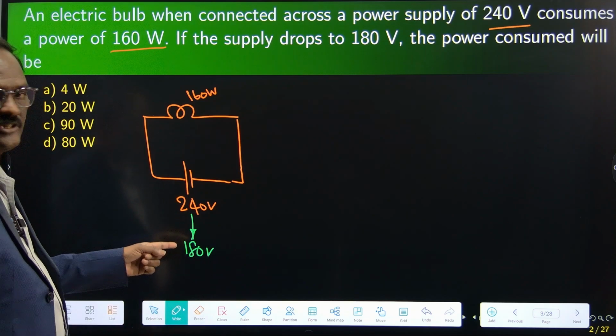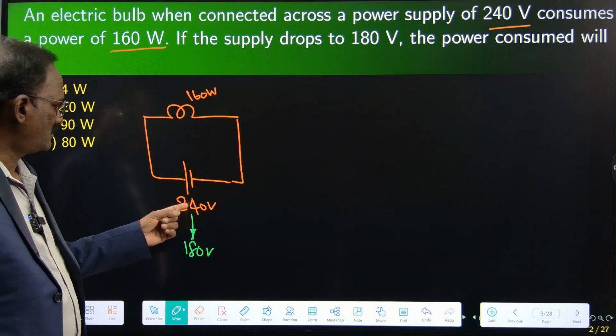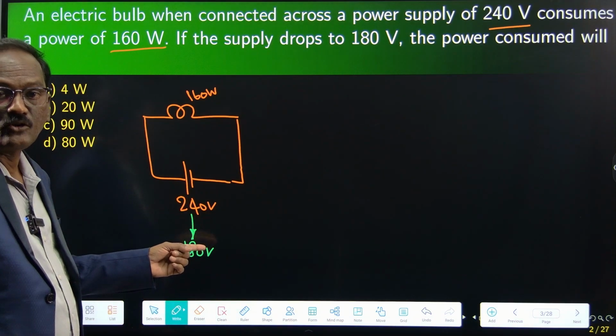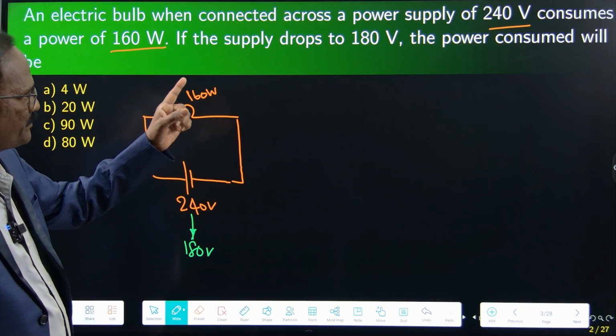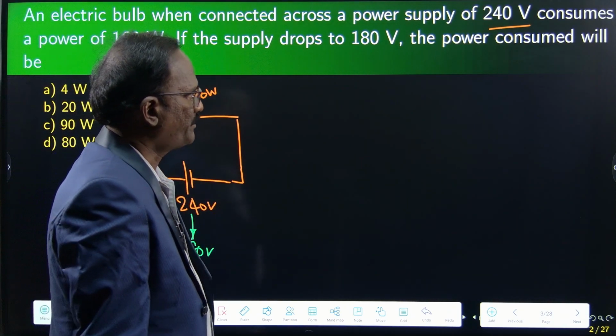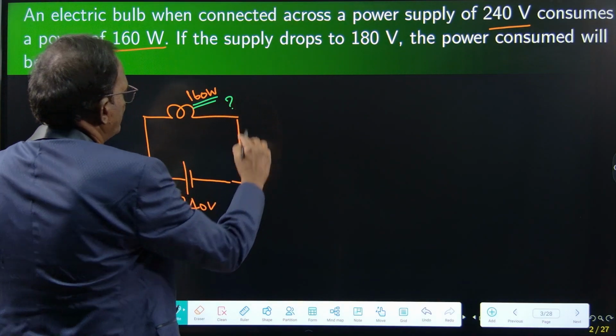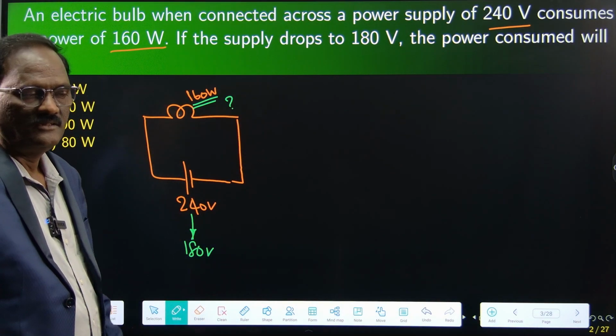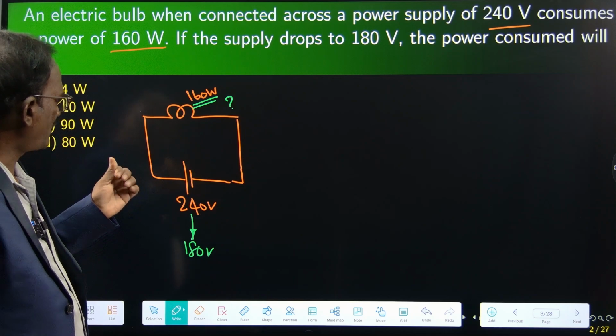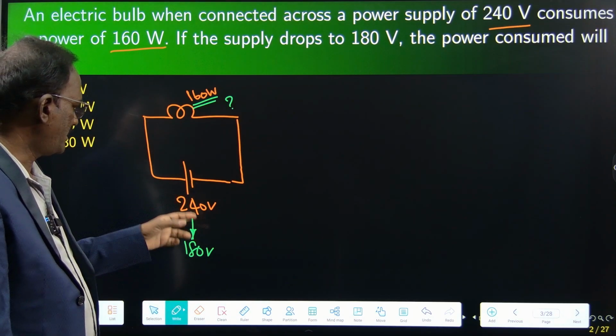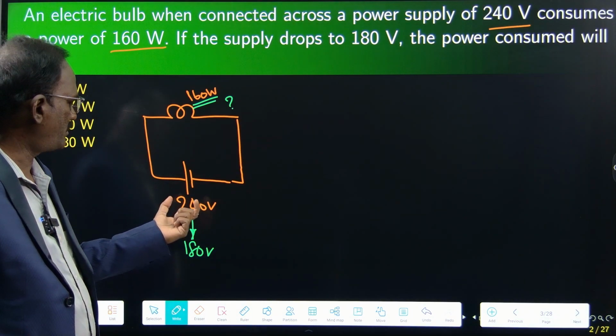Instead of 240 volts, the battery value is coming down to 180. If the supply drops to 180, what will the power consumed be? What is the new power? Instead of 160 watts, what is the new power consumption of the bulb, right? This is the rating of the bulb, 240 volts.